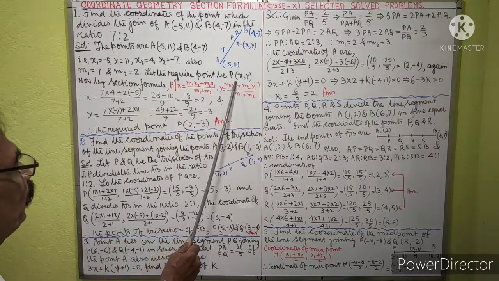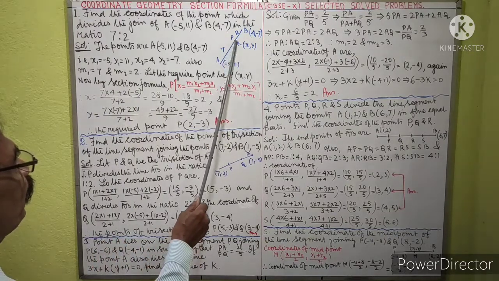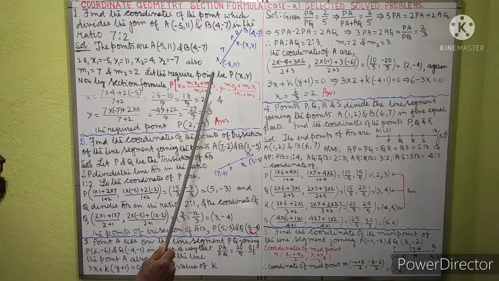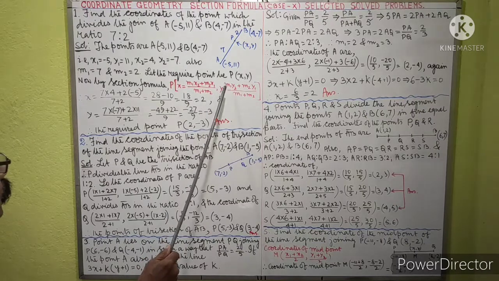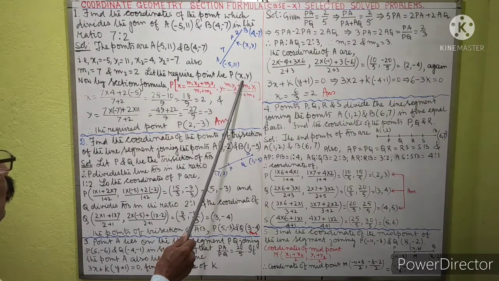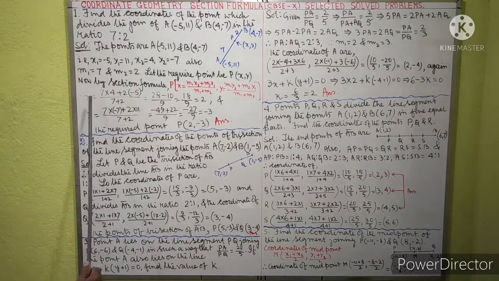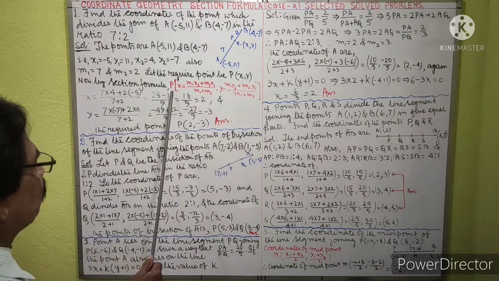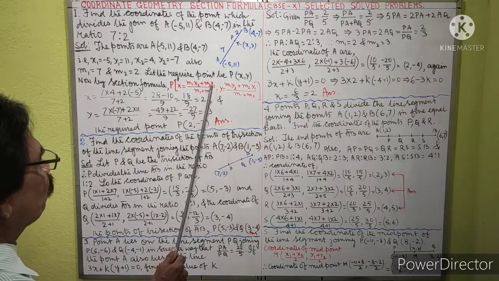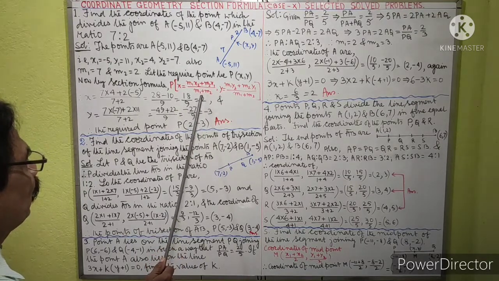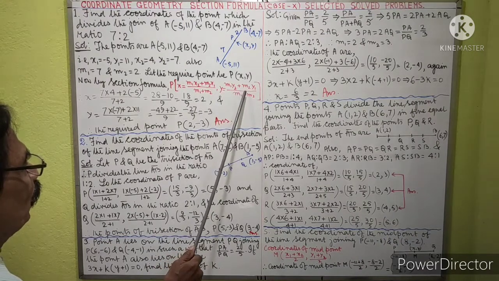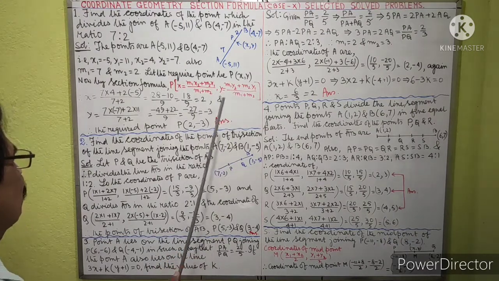Let the required point be P. P is the point at which this AB will be divided in the ratio 7:2. So let the point be P and its coordinates are x and y. Now from the section formula we know that x equal to (m1 x2 plus m2 x1) by (m1 plus m2), and y equal to (m1 y2 plus m2 y1) by (m1 plus m2).